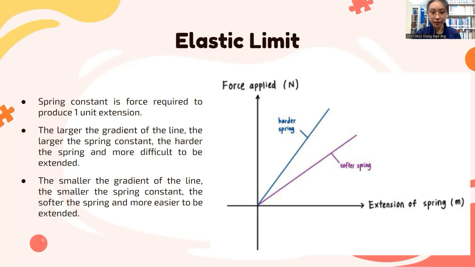The larger the gradient of the line, the larger the spring constant, so the harder the spring and the more difficult it is to be extended. You can see that the larger the gradient of the line, the larger the spring constant, so the spring will be harder. The smaller the gradient of the line, the smaller the spring constant, the softer the spring, and the easier it is to be extended.